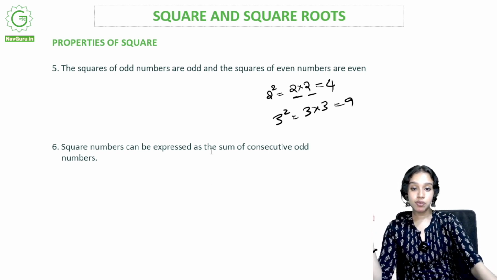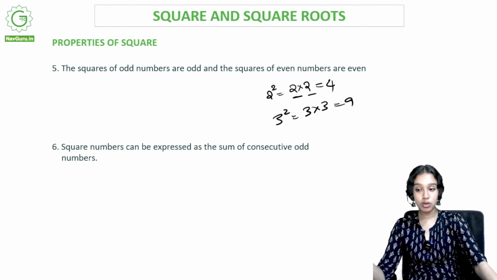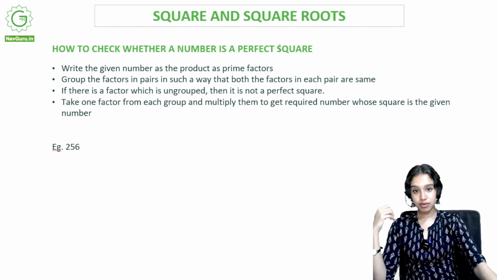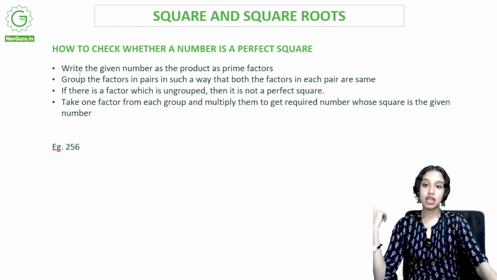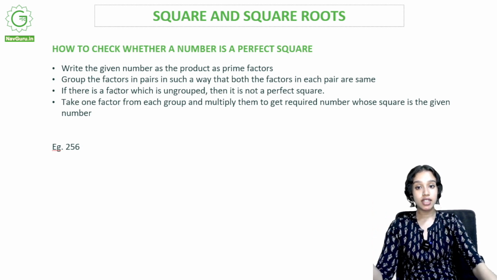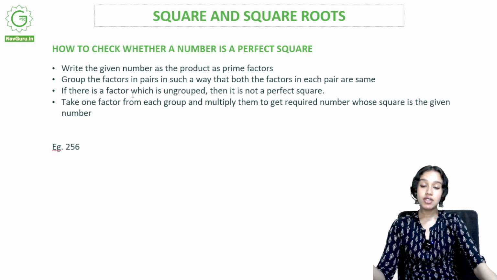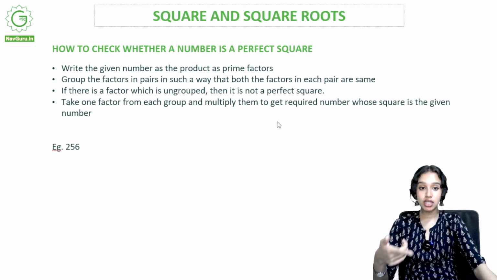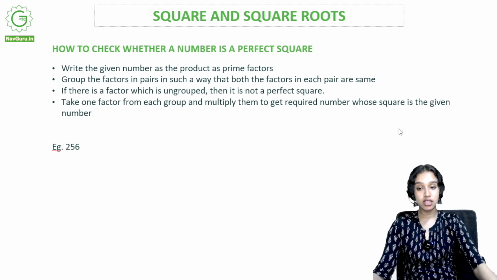Square numbers can be expressed as the sum of consecutive odd numbers. So these are the 6 properties of squares. Now, how to check whether a number is a perfect square? Write the given number as a product of prime factors. Group the factors in pairs in such a way that both factors in a pair are the same. If there is a factor which is ungrouped, then it's not a perfect square. Take one factor from each group and multiply them to get the number whose square is the given number.